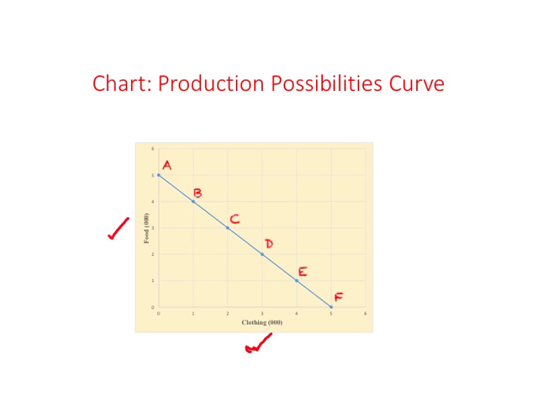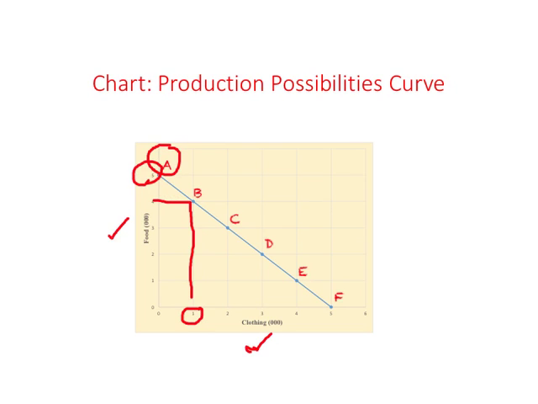Now look at a point like A. What does this represent? When this country devotes all its resources to food and nothing to clothing, what's the max amount of food it can produce? It will be 5,000 units. Suppose this country decides to produce 1,000 units of clothing. What is the max amount of food it can produce? You can go up like this and you find it is 4,000 units of food.